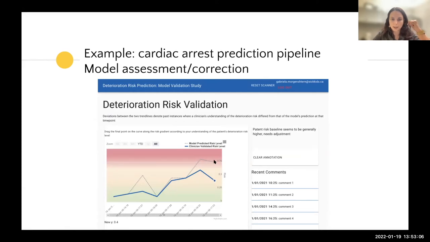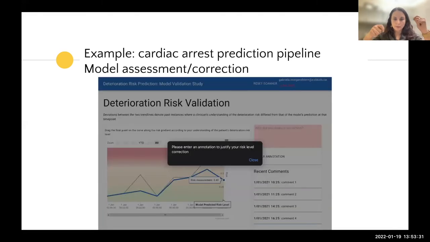And the clinician here can just take the predicted risk and drag it to where they think it's reality. The reason we are doing this is that as soon as a clinician sees how the risk has been evaluated over time, it will affect their decision. And so we are really giving them another chance to take that decision and incorporate it into their final estimate.